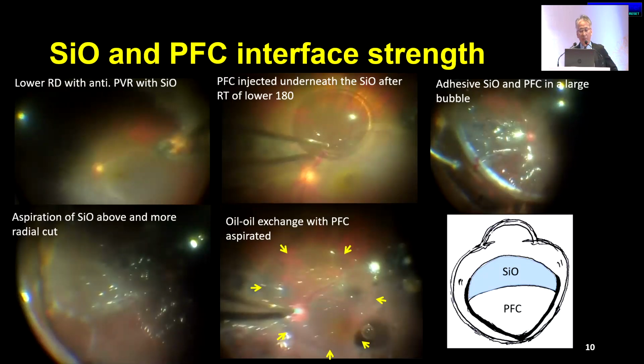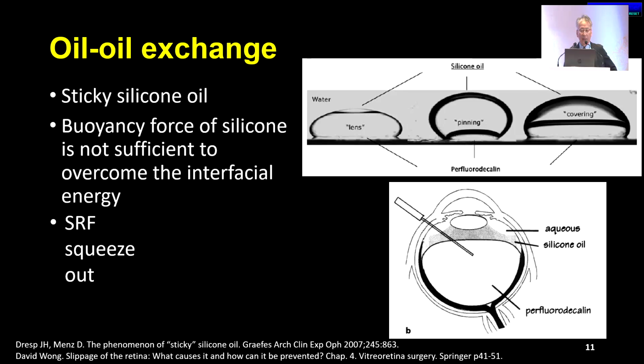So what happened, what is the mechanism for this? This is called sticky silicone oil syndrome. When you have the perfluorocarbon at the base, and also the silicone oil, if the silicone oil has very good contact with a large amount of perfluorocarbon, it will look like this, a big bubble. The buoyancy of the silicone oil is not sufficient to overcome the interfacial energy. So we have this case like I showed.